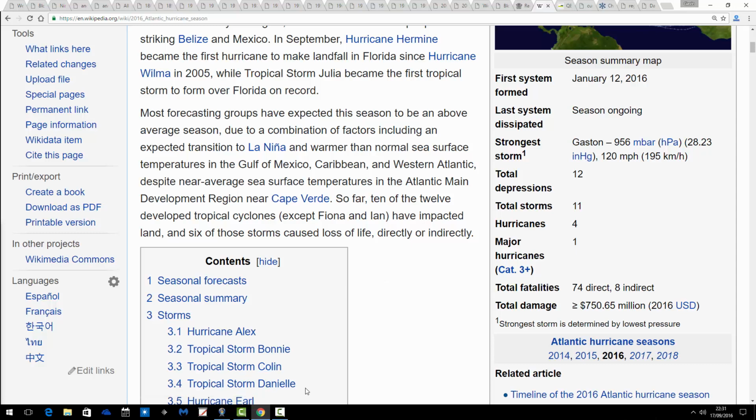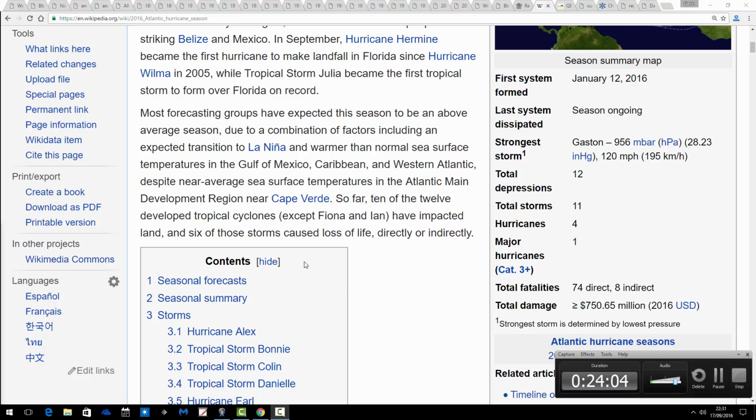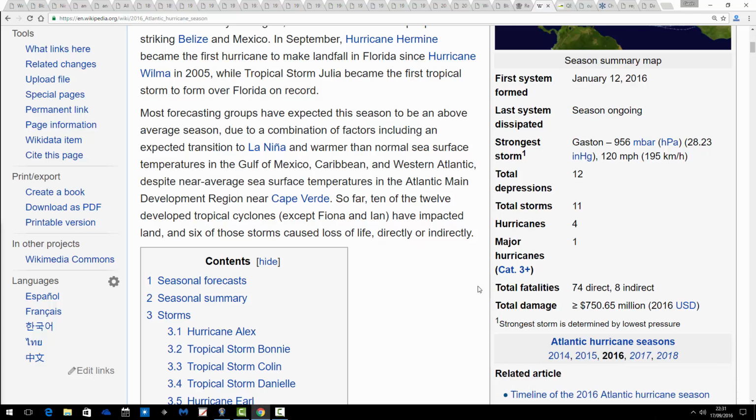Right then, this has been going on for quite some time, 24 minutes. I'm going to try and whiz through the rest of the update for you. We're going to look at something completely different now. We're going to look at hurricane activity, storm activity in the tropical Atlantic.